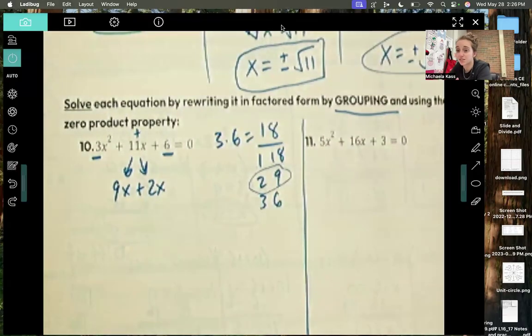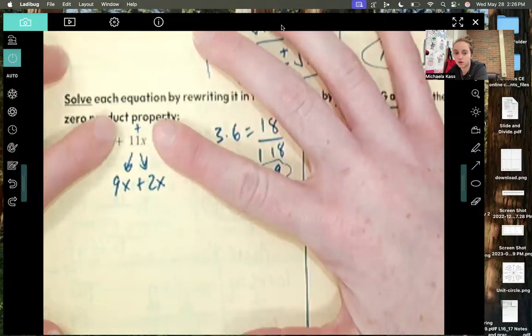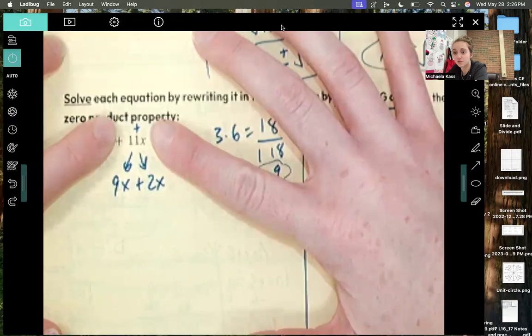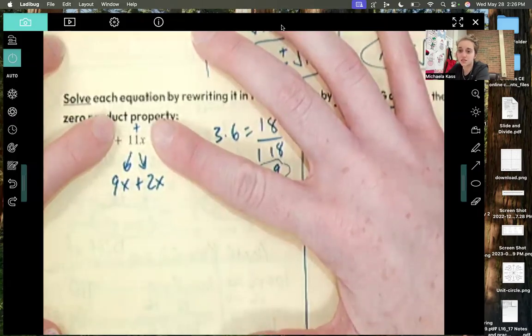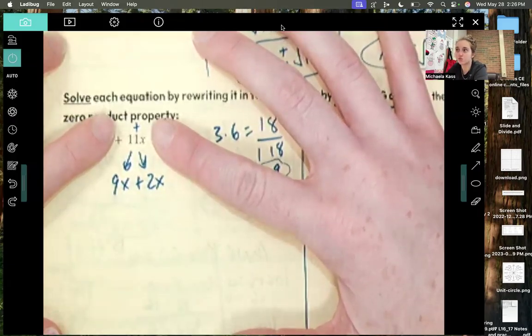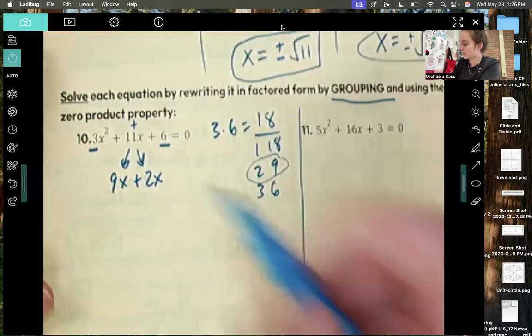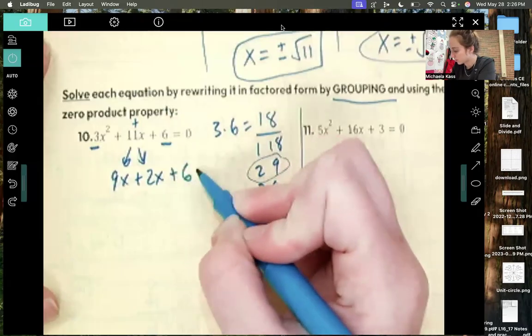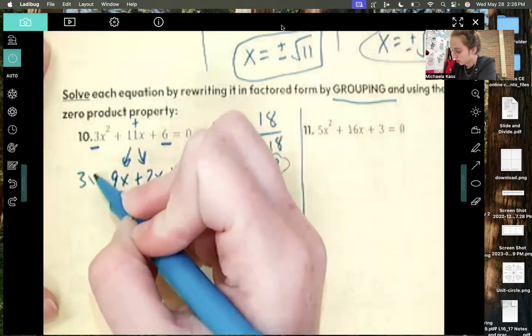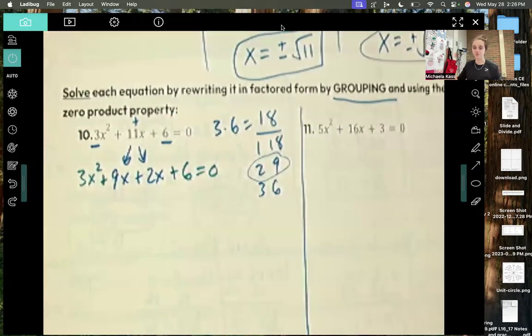Why am I attaching x's? Where did those come from? Well, if I covered this up, we should be able to recognize that 9x plus 2x is 11x, right? If I don't put the x's, then that just adds to 11, and that's wrong. So we have to add the x's. Then we're going to bring down the other pieces. So plus 6 and 3x squared plus 9x.